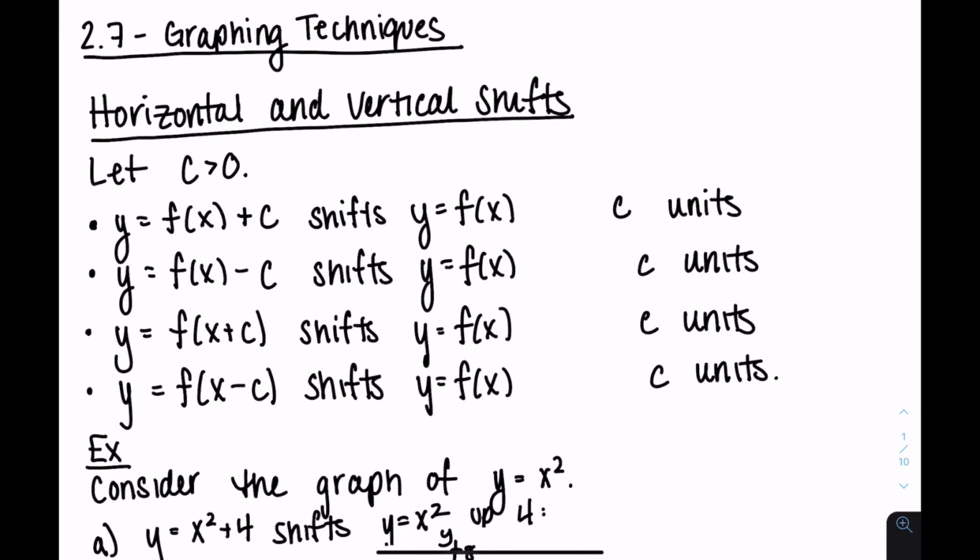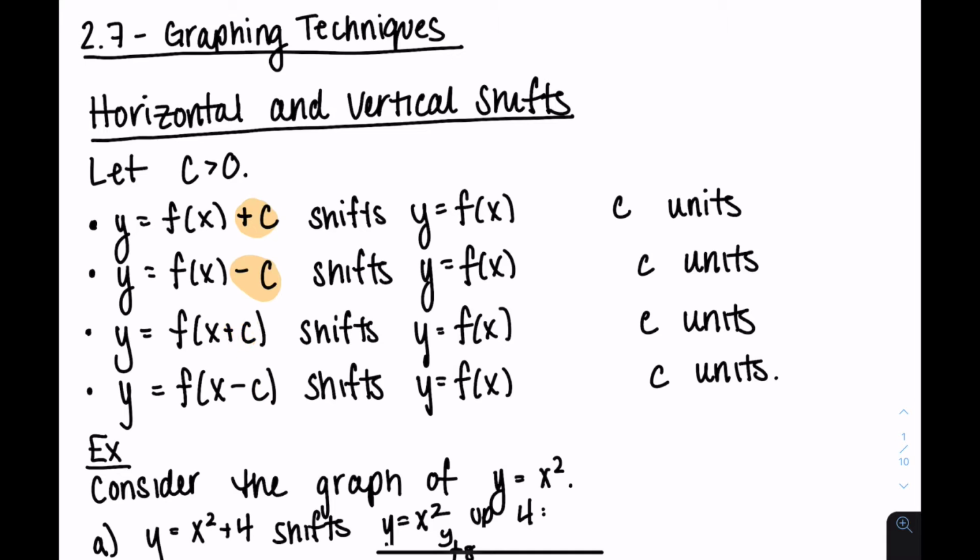So we're going to assume C is a positive number, and what we're going to do in each of these instances is add C, subtract C on the outside, add C, subtract C on the inside. Each of these will do something similar. We're going to shift the original graph by C units. Where that C is located, and based on it being plus or minus, indicates which direction you shifted in.